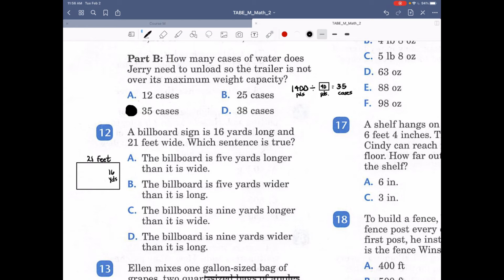And right there's the problem. I have yards and feet in the same picture. I need to get it to be all feet or all yards. I'm going to go to all yards, and here's why. Look at your question choices. Everything is in yards. So the 16 is already in yards. I need to convert the 21. Now I know that there are 3 feet in a yard. So 21 divided by 3 is going to give me 7 yards.